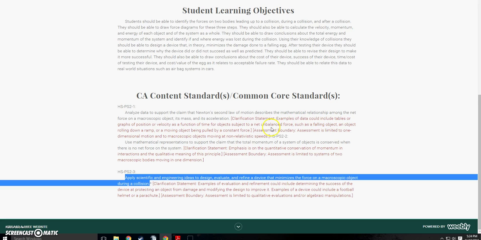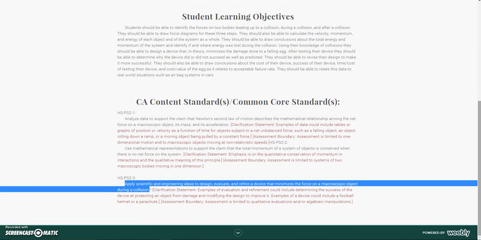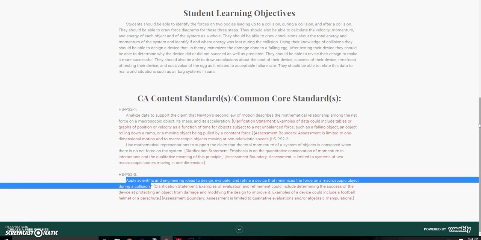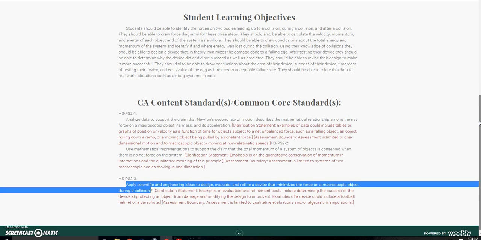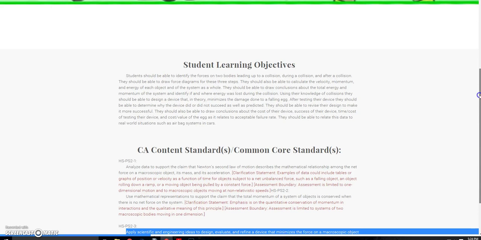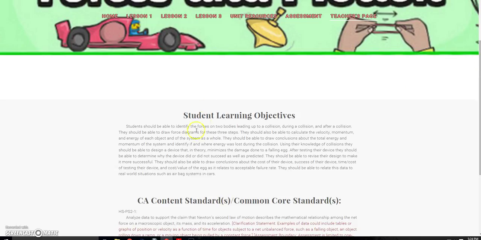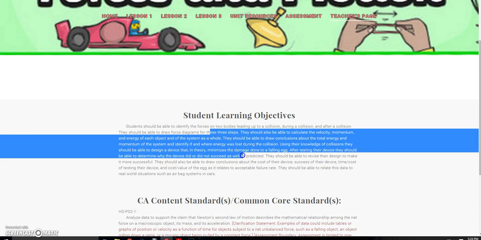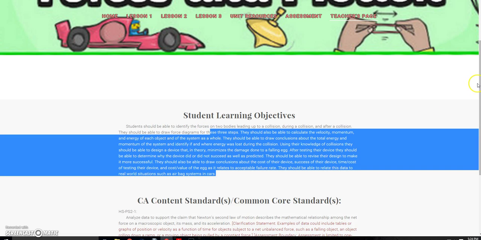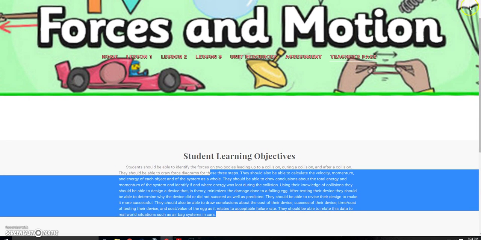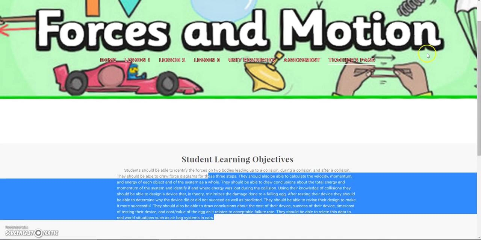Those are the two or three things that students hopefully will be able to do after this unit. And we also have the student learning objectives. Students should be able to identify forces on two bodies leading up to a collision, during a collision, and after a collision. They should be able to draw force diagrams, and the list goes on. You can read through that. So let's start then with lesson 1.